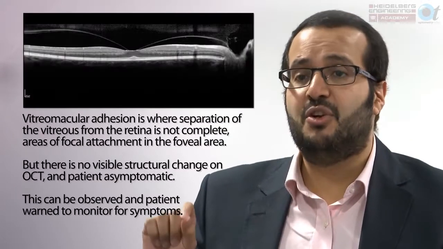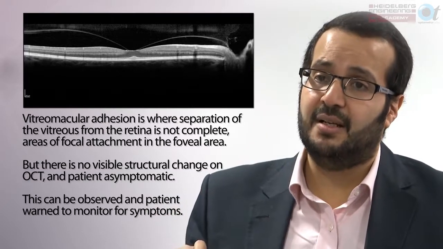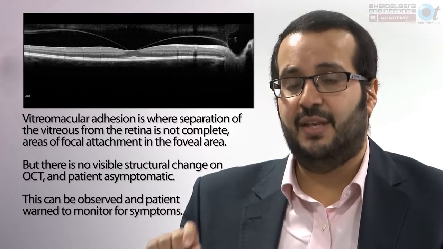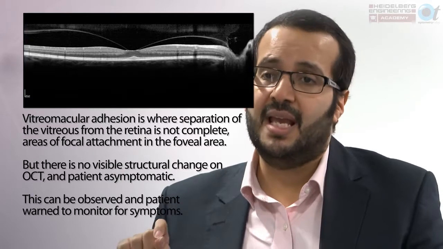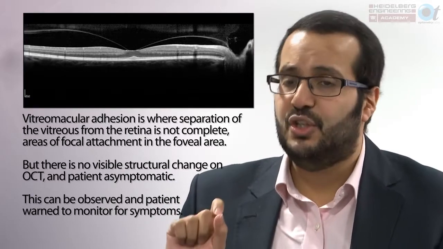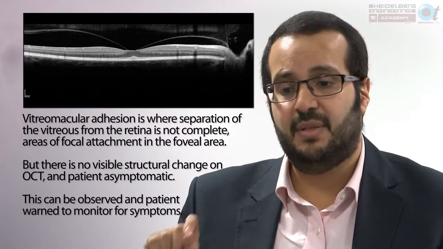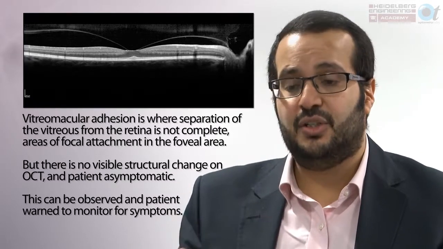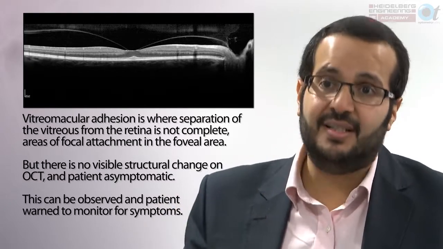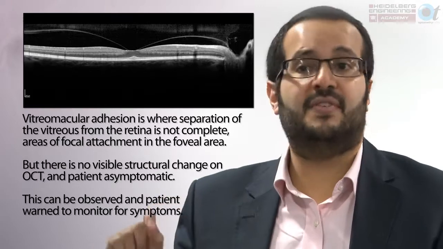So this is somebody with vitreomacular adhesion. So you have separation of the vitreous from the retina, but it's not complete. You've still got a focal attachment in the foveal area. But as you can see on that OCT, there's no visible structural change, and the patient is asymptomatic. This patient does not need to be referred to hospital, and you can advise them to monitor for symptoms.